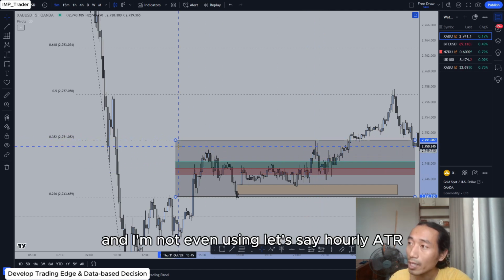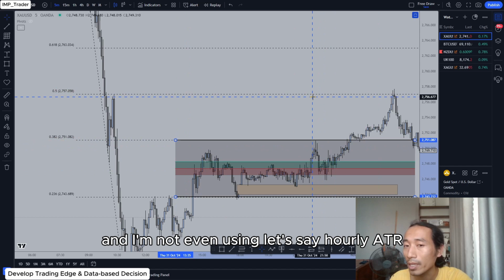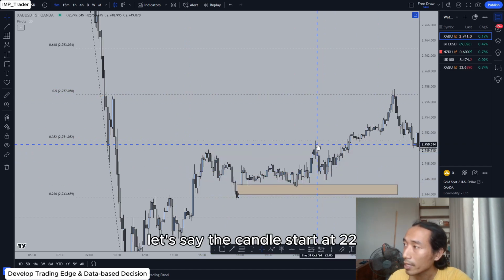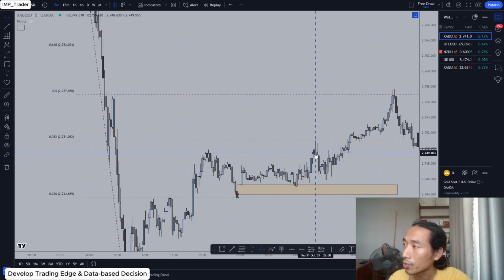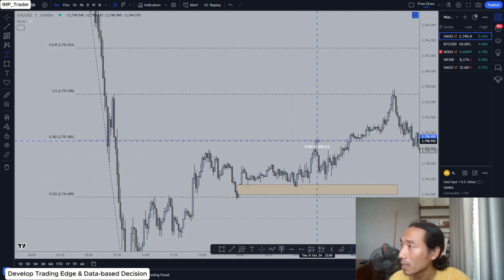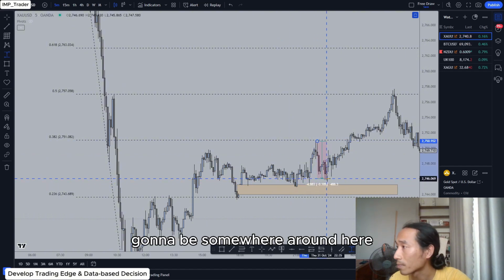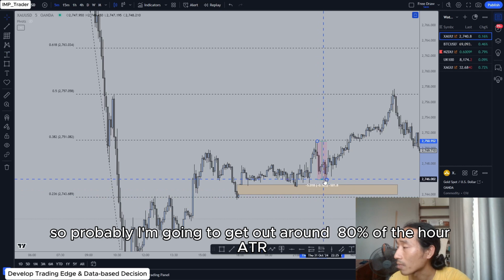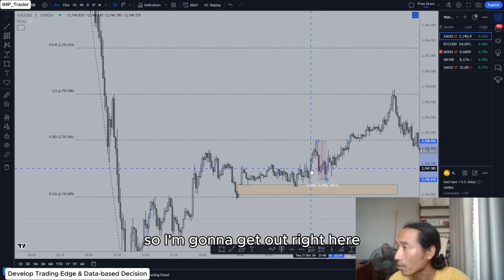And I'm not even using, let's say, the hourly ATR. Let's say the candle starts at 22, and on 22, usually I target around 50 pips. And 50 pips in this case is going to be somewhere around here. So probably I'm going to get out at around 80% of the hourly ATR. So I'm going to get out right here.